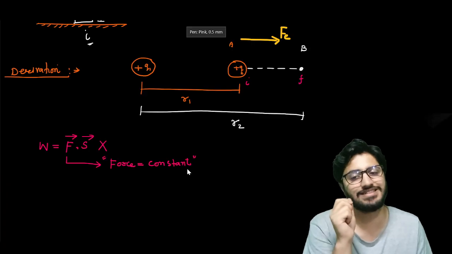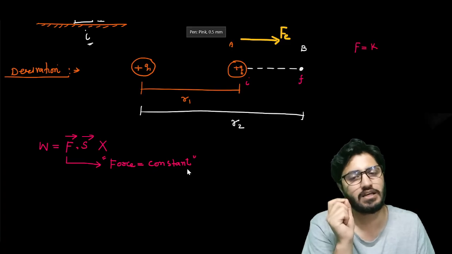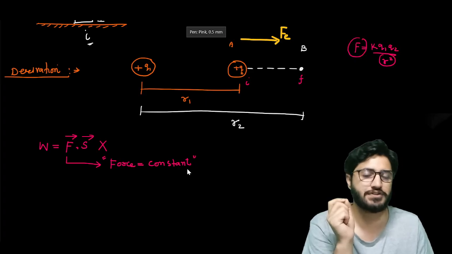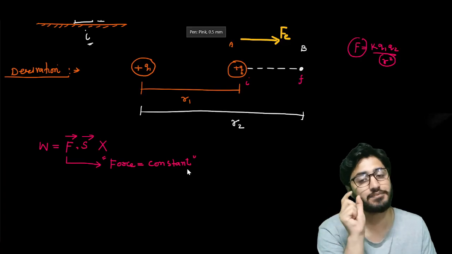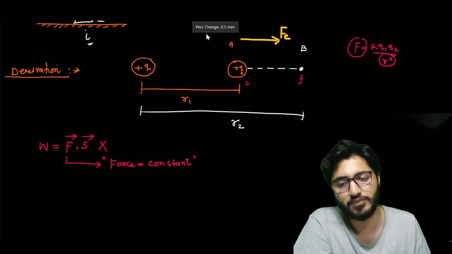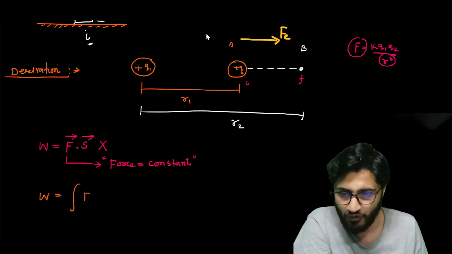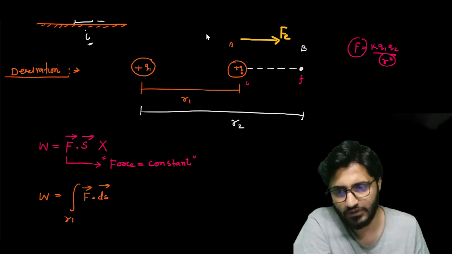But here you can see, look, the Coulombic force F is equal to K Q1 Q2 by R square. This Coulombic force depends on the separation. More separation, less force. So my force is variable, it is not constant, so I cannot use this formula. Instead, I can use work done is equal to the integration of force dot ds. And my particle is going from R1 to R2.